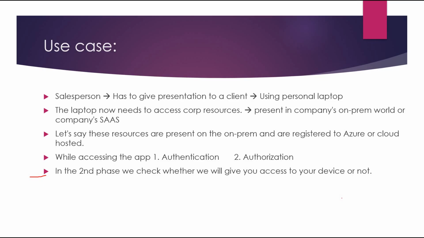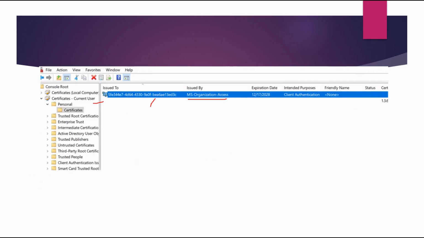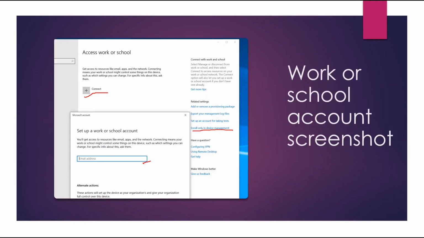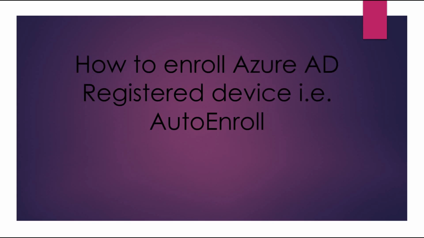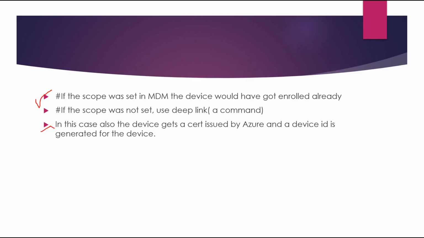So if I have a device which is joined to the on-prem domain, I can Azure AD register it and then enroll it to Intune. If I have a device which is in a workgroup, not joined to any on-prem domain, and I still want to enroll it to Intune, I still can do that. The process is the same: click on connect, and then it will be Azure AD registered and then enrolled to Intune. I hope we now understand what Azure AD registered is and why we need it. We are not making any changes in the device. Please keep that in mind.